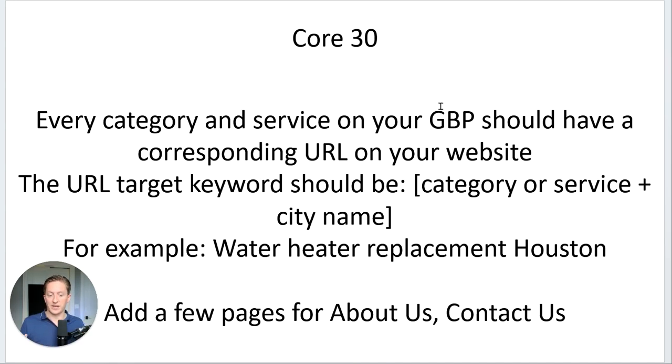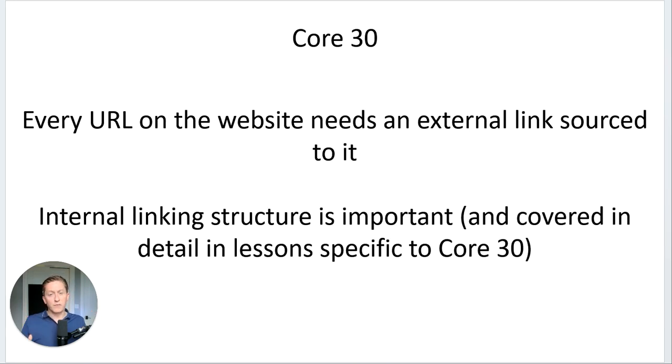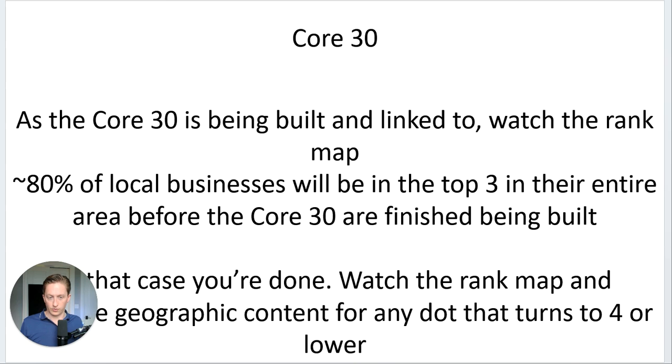So then we'll, of course, add a page for the About Us, for the Contact Us. If we have 20 or 30 services, 3 or 4 categories, the About Us, Contact Us, that's where the name Core 30 comes from. Every single URL you create will need an external link source to it. Again, I will talk more detail about finding external links in a later lesson. This is just a heads up that you will need an external link for every URL. The way you structure internal linking is also important. Again, that will be covered in a future lesson about the Core 30.